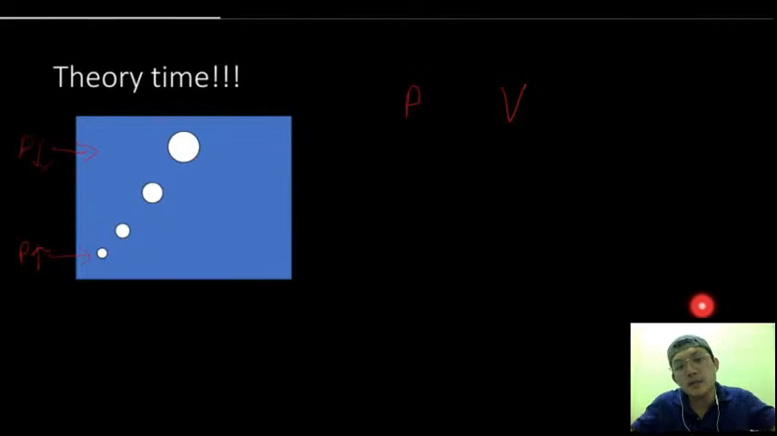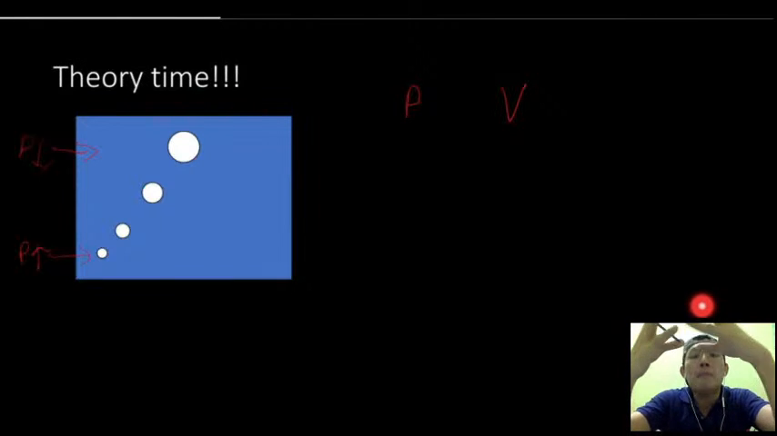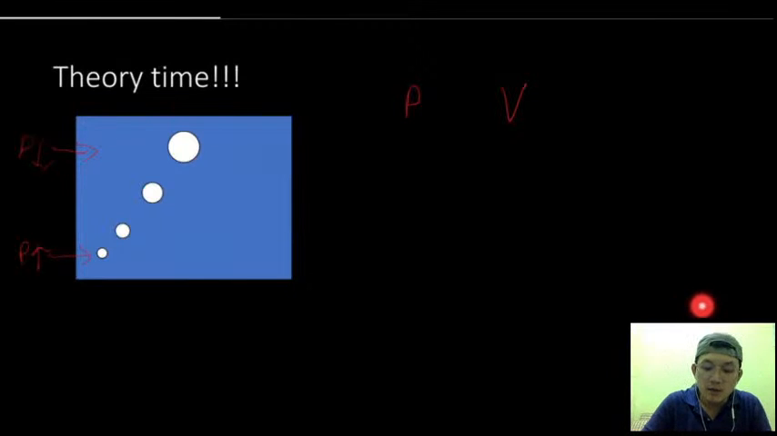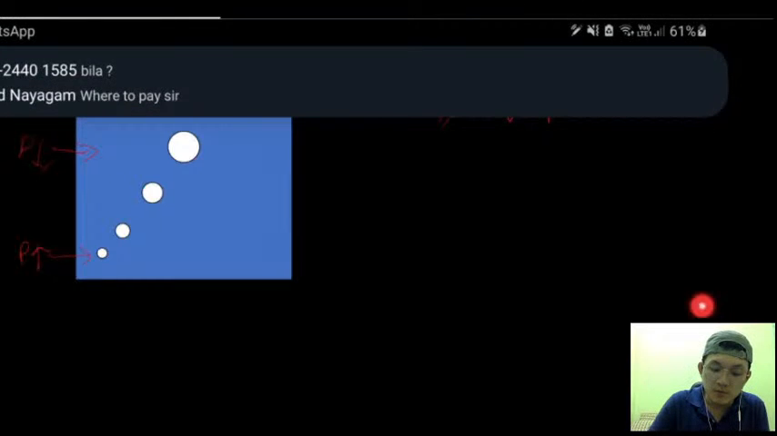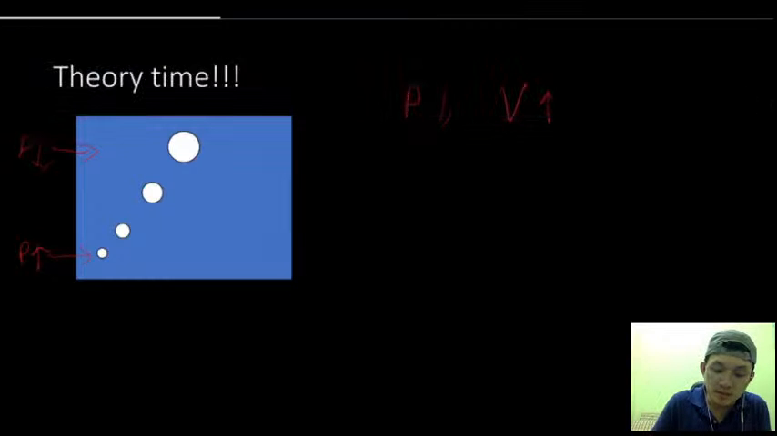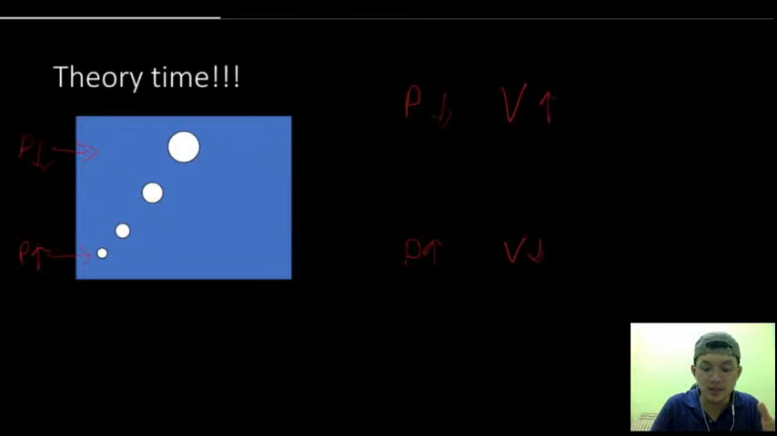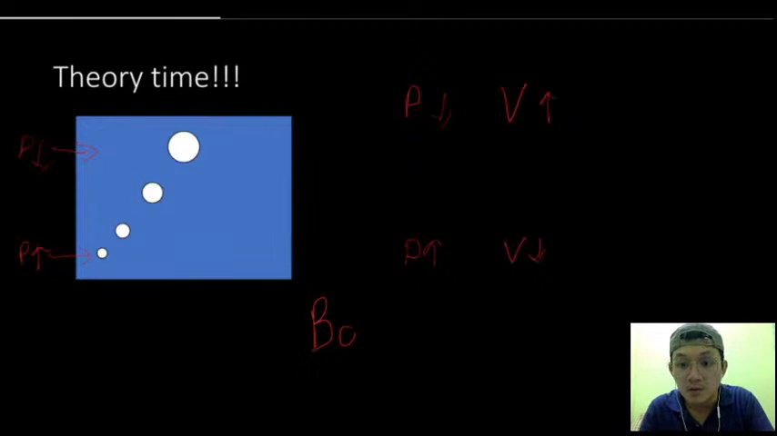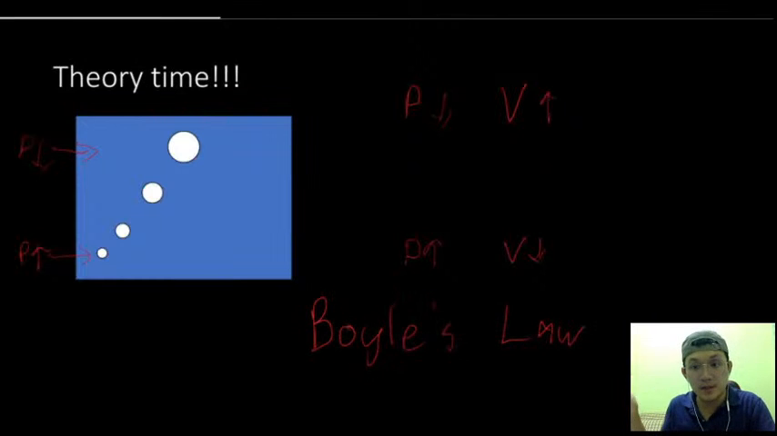Dekat atas dia akan kurang mampatan. So kurang mampatan, volume dia akan besar, pressure dia akan rendah. Kalau dekat sini, pressure dia akan tinggi, volume dia akan rendah. So this whole thing is called Boyle's law. Hukum Boyle. Simple as that only. Okay, the next one is called the Charles law.